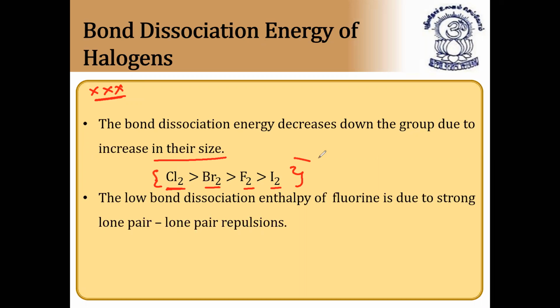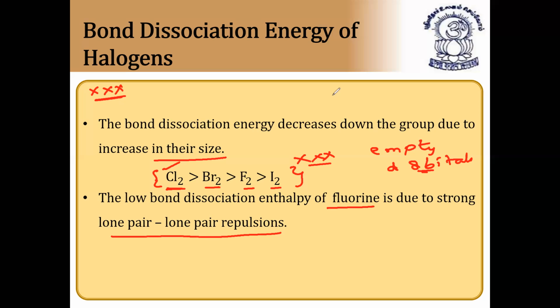The bond dissociation enthalpy, or bond dissociation energy, or bond enthalpy decreases down the group due to increasing size, but they do not follow a regular pattern. The order is first chlorine, then bromine, then fluorine, then iodine. The low bond enthalpy of fluorine is due to strong lone pair repulsions. In fluorine, we have lone pair repulsions due to which it has the lowest bond enthalpy. And the highest bond enthalpy of chlorine is due to the empty d orbital.